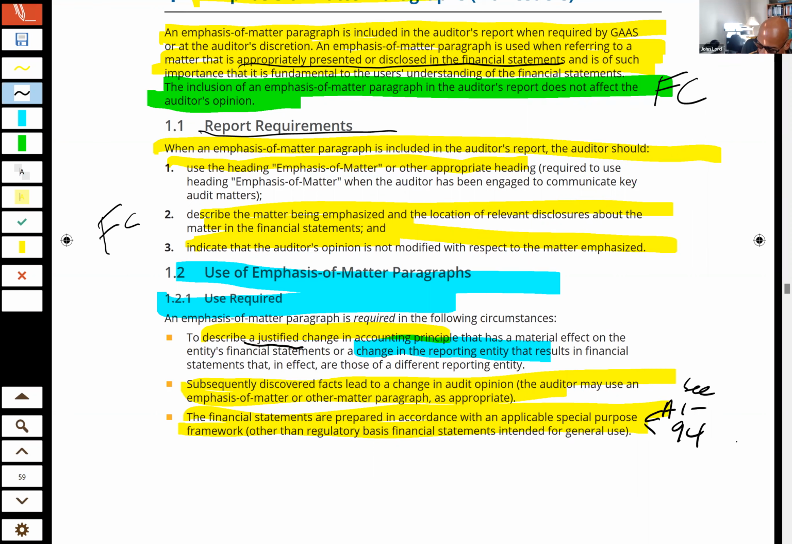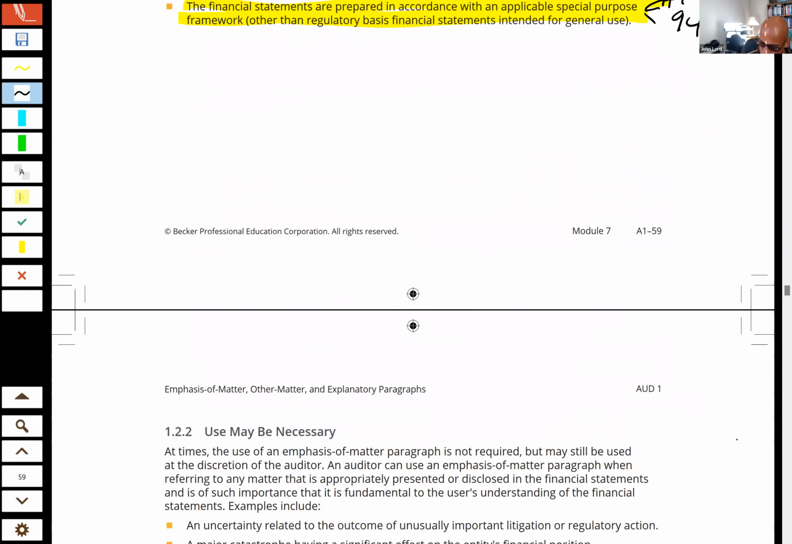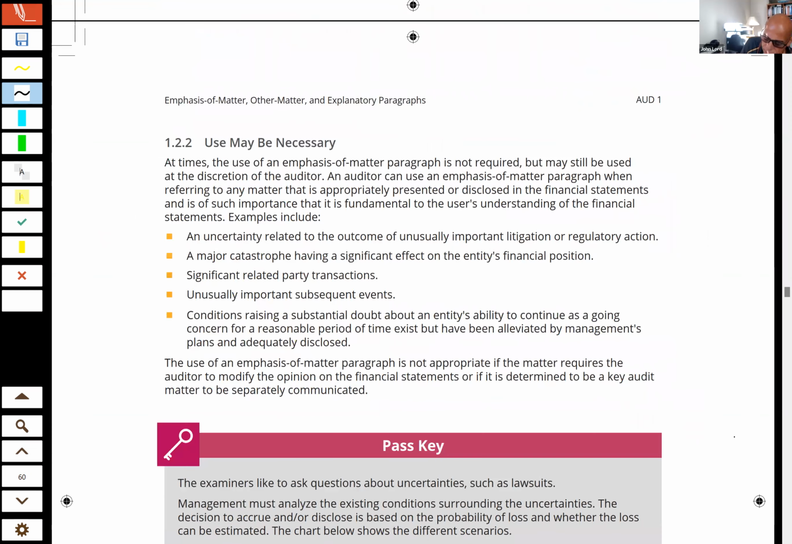Now, what are some times when the auditor may choose, when it may be necessary? Okay, keyword here is what? May. And at times, the use of emphasis of matter is not required, but still may be used at the discretion of the auditor. And I don't really think it's necessary to start flashcarding times in which we can use auditor's judgment for these, because it's an auditor judgment. And I don't see that we need to read through a suggested listing of times when the auditor may decide to do that. Okay.